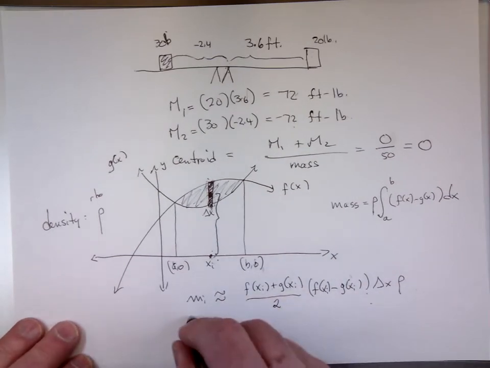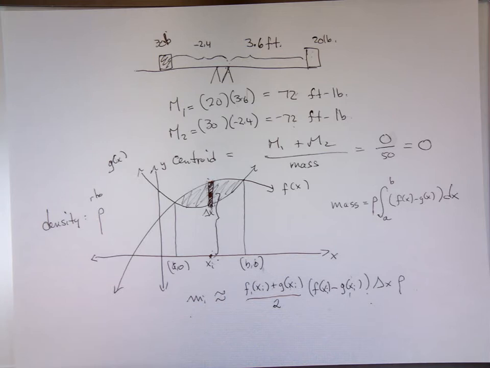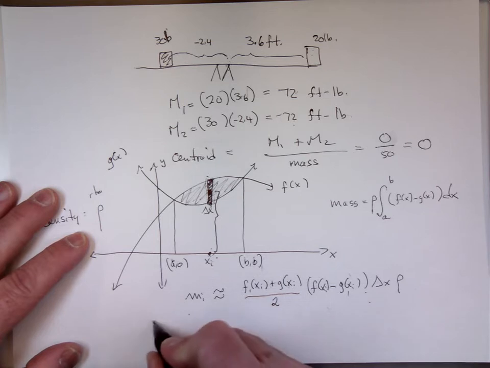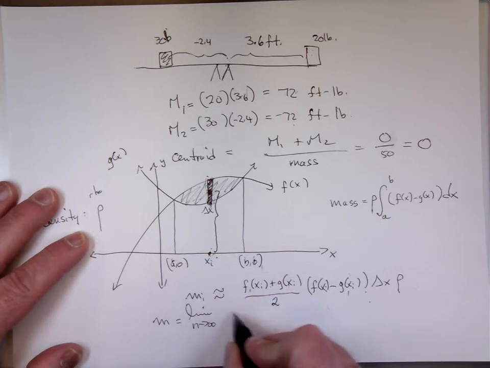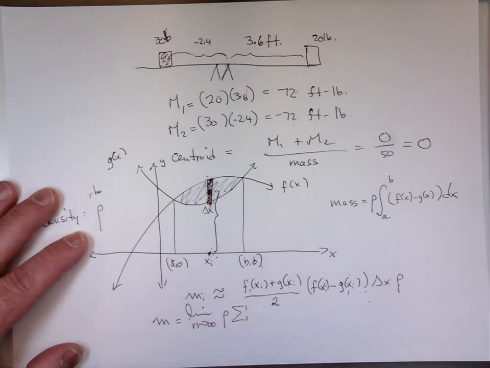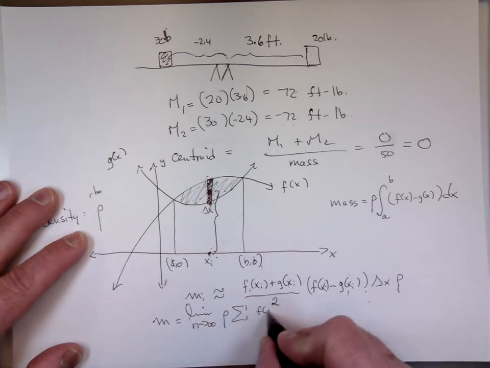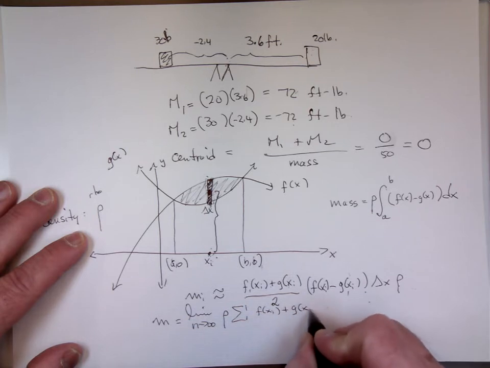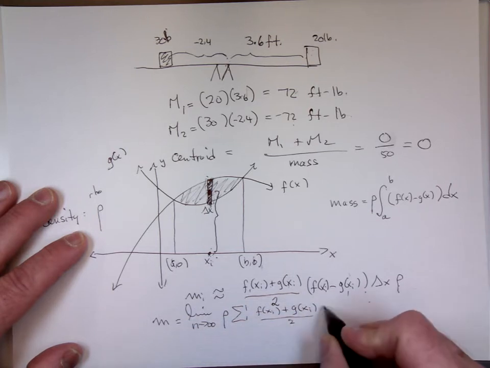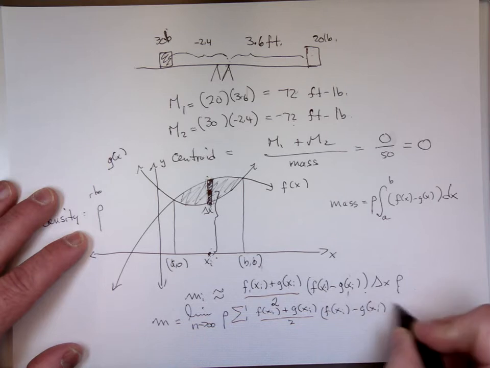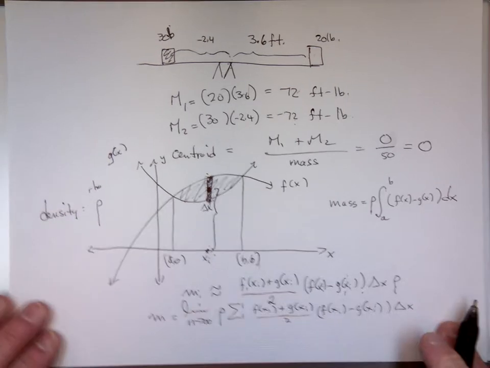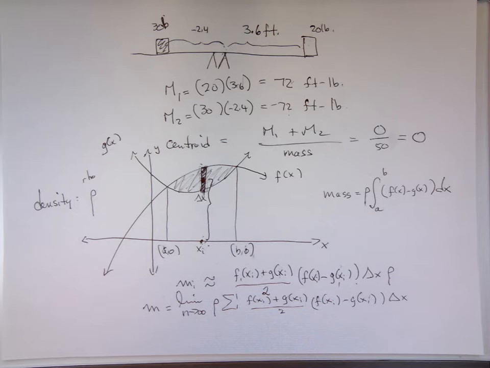We're going to sum up all those moments, the total moment that we get. We'll take the limit as n goes to infinity of the sum of all these moments. Now check this out. Density function's a constant. I can take that out front. I have f of x plus g of x, times f of x minus g of x, times a delta x. Can you guys see this? Is it okay? I'm going to sum up all those moments, all those mass times densities, okay? All those things. What do I have?